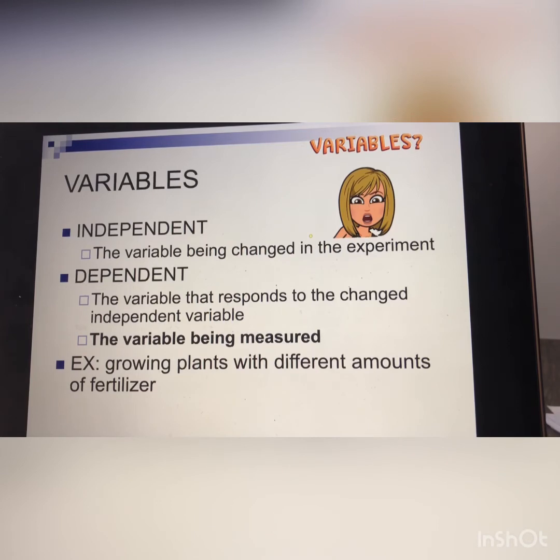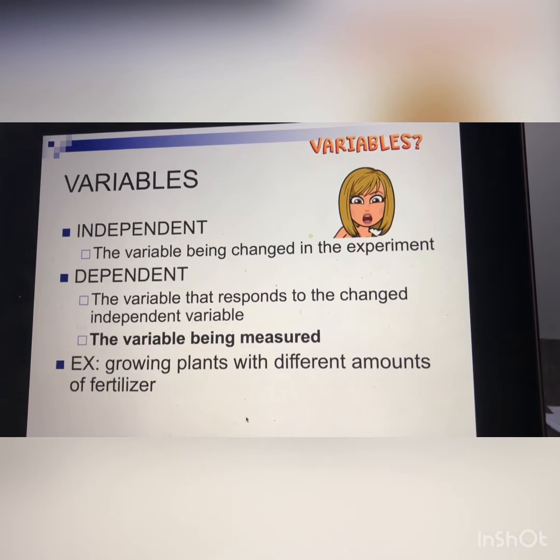The variable that responds to the changed independent variable, or the variable that is being measured, is the dependent variable. The dependent variable is going to be the temperature, or when we take that thermometer and we're checking, that's going to change based on the location of the glass. So when we're talking about an independent variable in this experiment, it is the different locations, because remember, we're changing where we're putting the glass. But the dependent variable will be the temperature, because no matter where we put the glass, we're still measuring the temperature, and the temperatures are going to be different based on the locations.